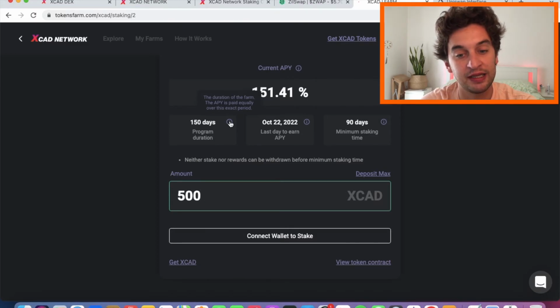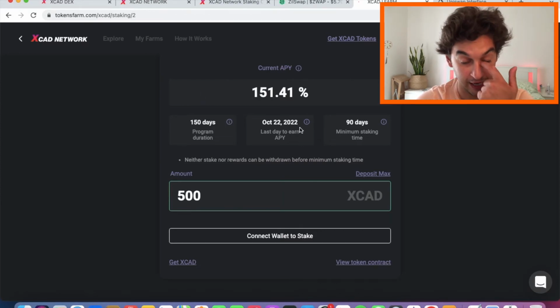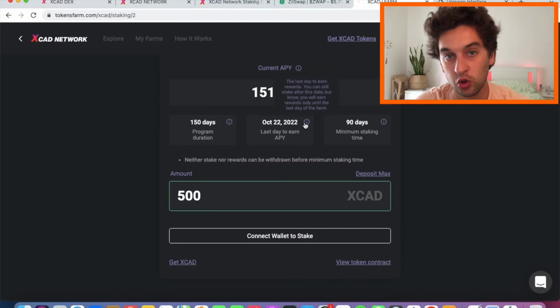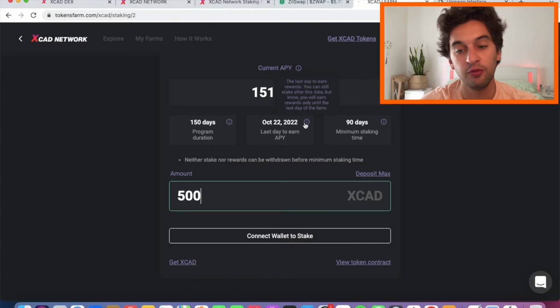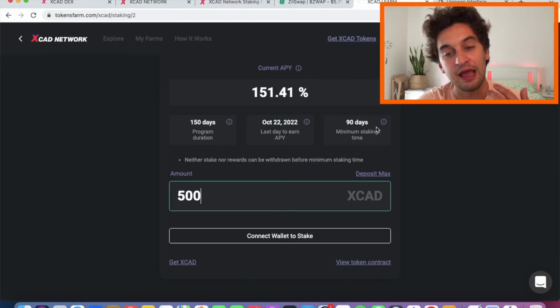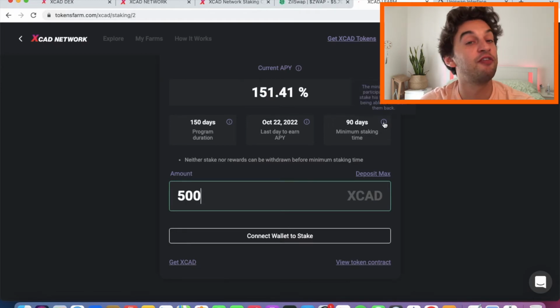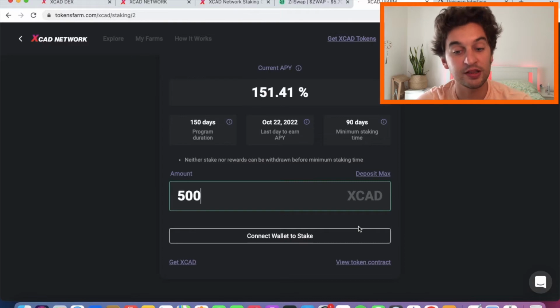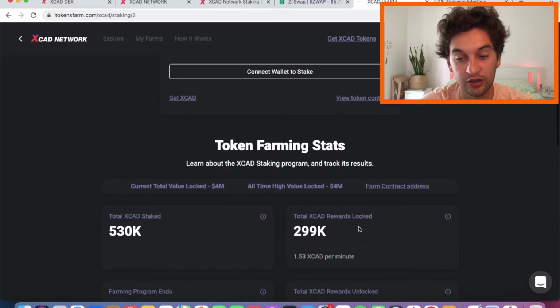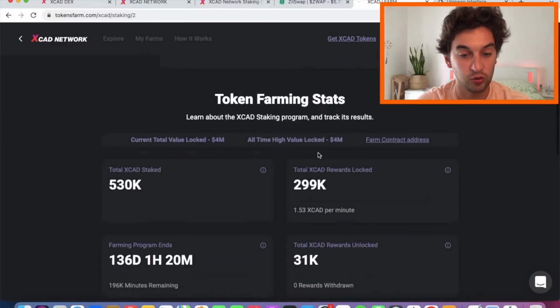The APY is paid equally over this exact period. The last day to earn the APY will be in October 2022, so at time of recording this video you still have 4 months to go and enter, and there is a minimum staking time of 90 days. So of course, the more you put in there, the more possibility you have to earn. You're also able to see the token farming stats under here, like also the PNB one.